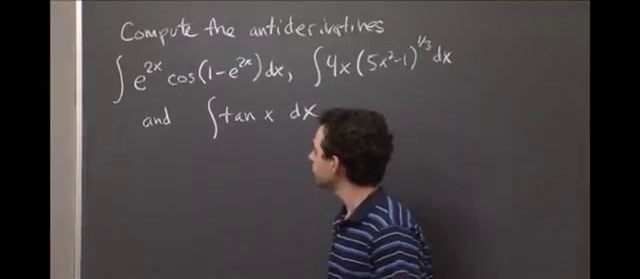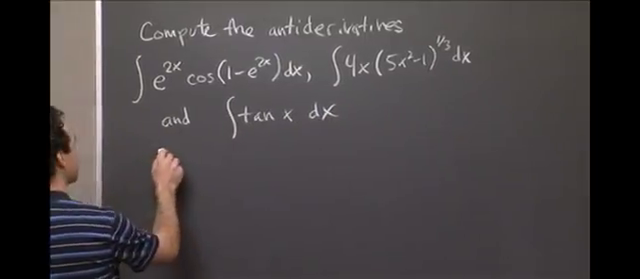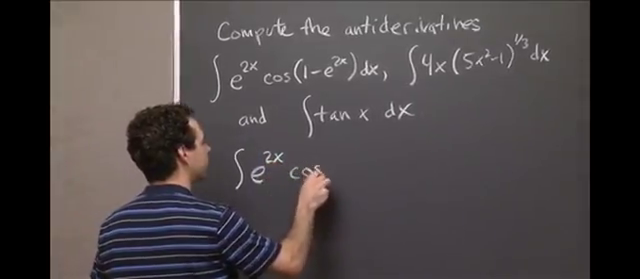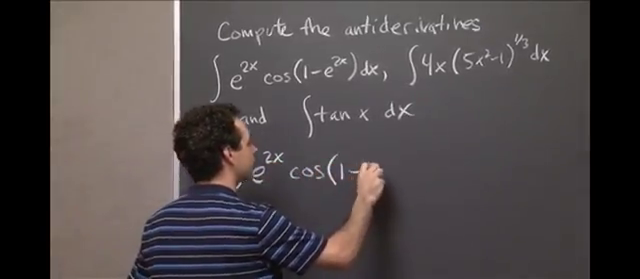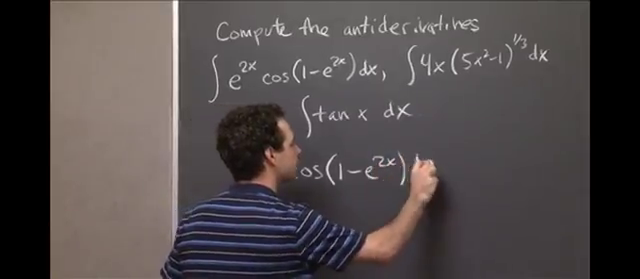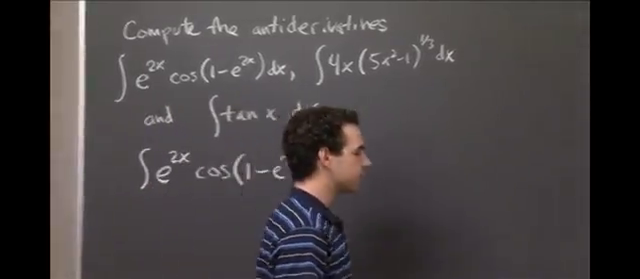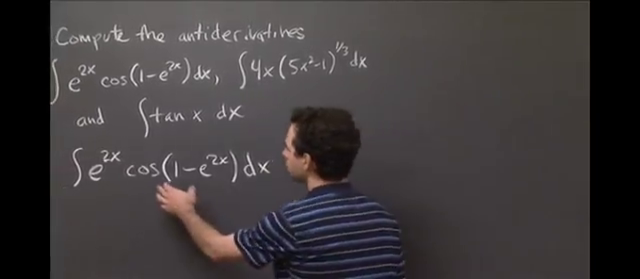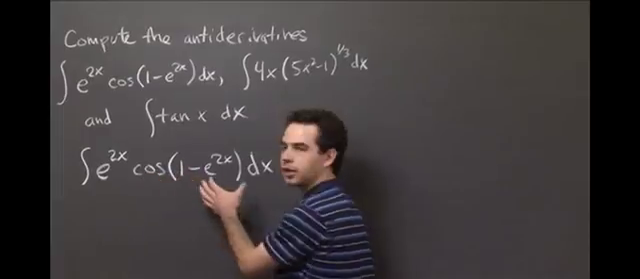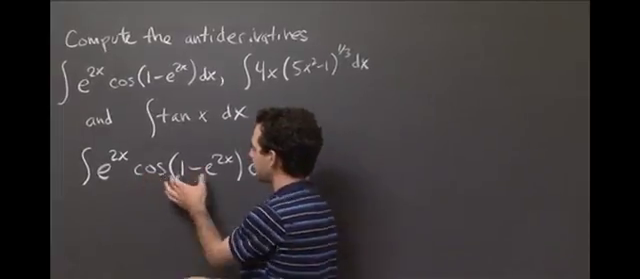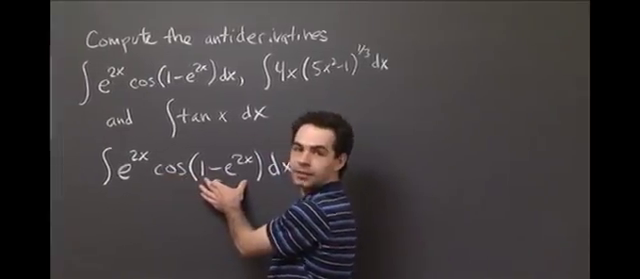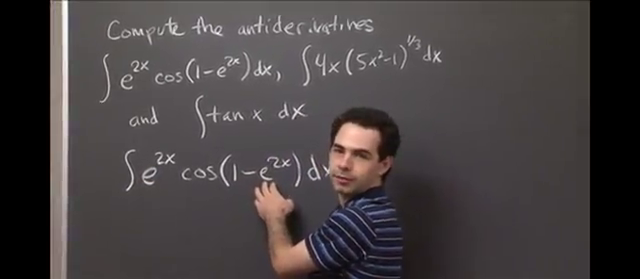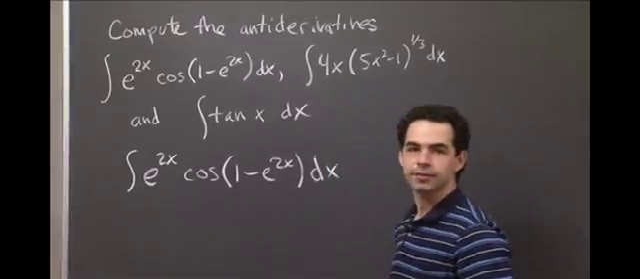So this first one that I wrote is the antiderivative of e to the 2x times cosine of the quantity 1 minus e to the 2x dx. So this problem seems to me like a good candidate for a substitution. We have this clear sort of nested function thing going on. We have cosine of 1 minus e to the 2x. And then out front, we have something that looks a lot like the derivative of this 1 minus e to the 2x. So I'm going to try this with substitution then.